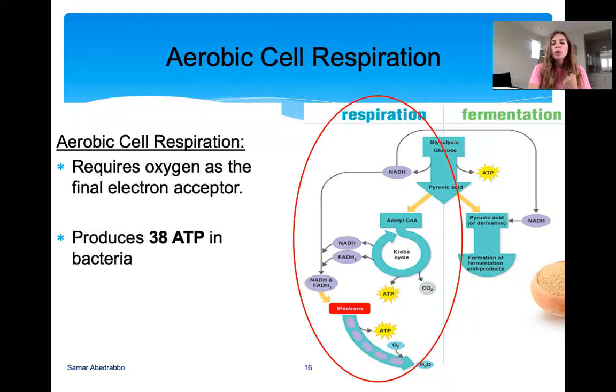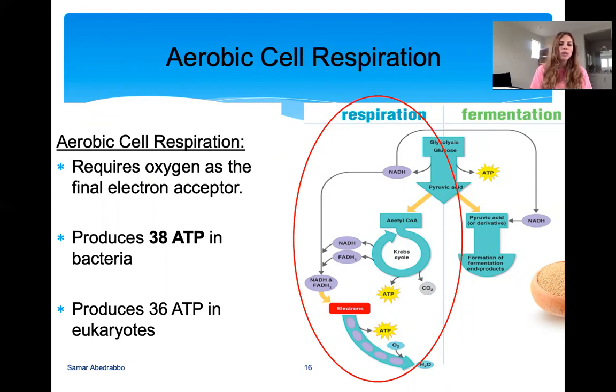Aerobic means oxygen. So aerobic cell respiration requires oxygen. You have to be in an environment where there's oxygen, and these cells can utilize oxygen as a final electron acceptor. We'll talk about what final electron acceptor means, but for now I just want you to know that aerobic cell respiration uses oxygen. It produces the most amount of ATP: 38 ATP in bacteria and 36 ATP in eukaryotes, for example, in humans. So if you have bacterial cells growing in lab and you give them a little glucose sugar, if they can, they will do aerobic cell respiration, and they will produce 38 ATP.